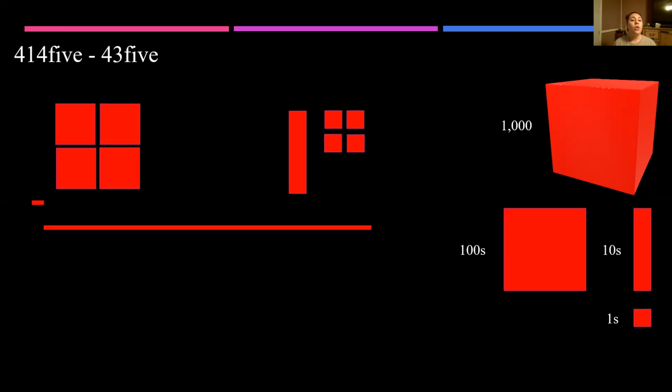Let's try this. Okay, so we have 414 with a base of 5 minus 43 with a base of 5. So when you do this, you only want to put your largest number that you're subtracting from. Okay, so we're going to subtract 3. So now that we've subtracted 3, we only have 1, so we're going to drop our 1.